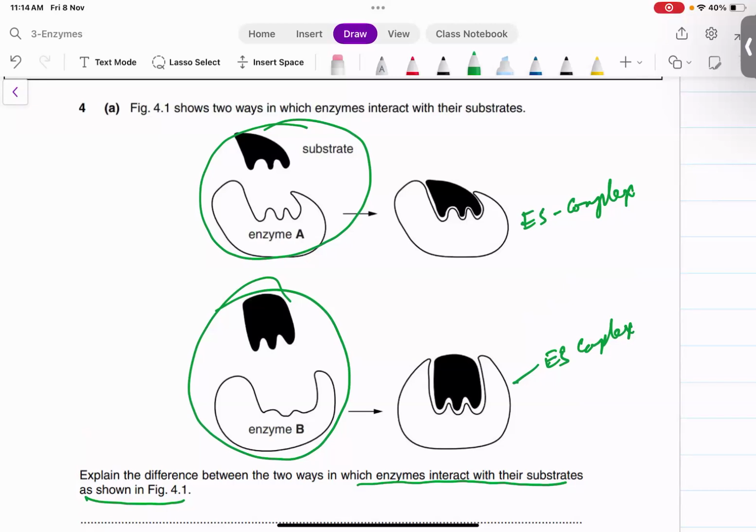Enzyme A has a lock and key model, whereas enzyme B has induced fit. And what is the reason for that? Because the enzyme is changing the shape of its active site so that it can be more complementary towards the substrate. So that's why it is an induced fit model. And enzyme A already has a complementary shape. There is no change taking place when it makes an enzyme substrate complex. So it is a rigid shape. It is not flexible. A has a rigid shape, B has a flexible shape. So that is why B is an induced fit model.